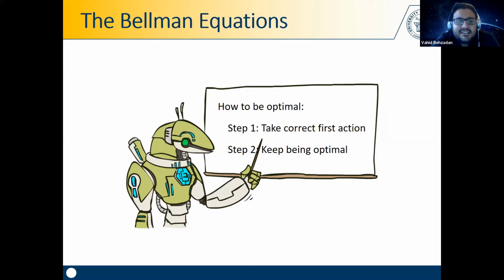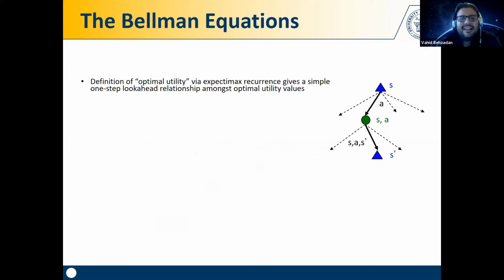And this is essentially what Bellman equations and dynamic programming are all about. There are two steps associated to finding an optimal solution. Step one, take the correct first action. And step two, keep being optimal. Now let's see what we mean by this joke. Let's try to make it a bit more formal.